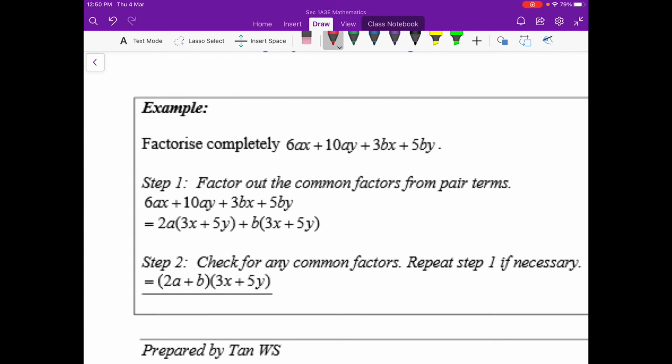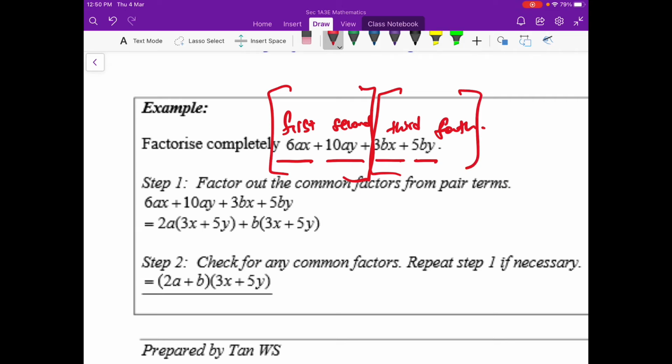So the next type of question, when you have 4 terms: first, second, third, and fourth. You need to pair them up. How to pair them up? First pair and second pair might not necessarily be the case. Might be the first and the third, might be the first and the fourth. It is your job to go and find out where the pairs are.